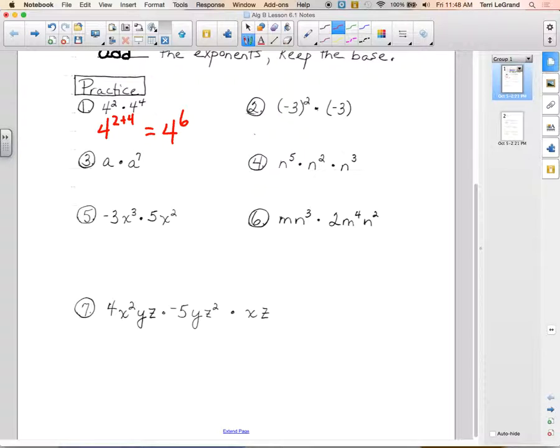Do you think right now I even care what 4 to the 6th power is? No, we're not using calculators. We don't care what 4 to the 6th power is. We're just coming up with a shorter way to write it. So that's what I have to see.